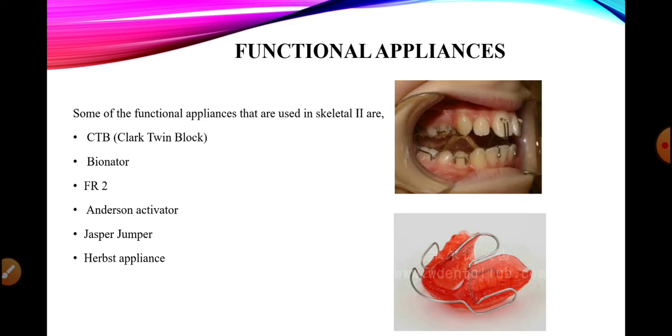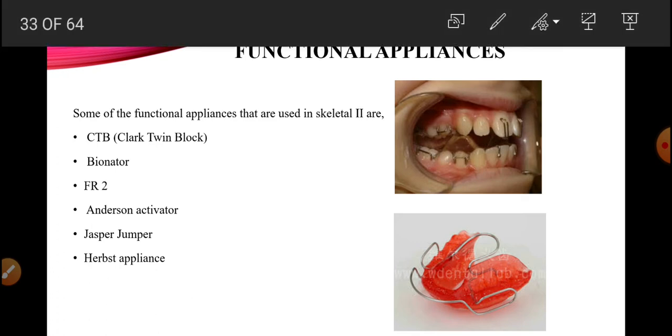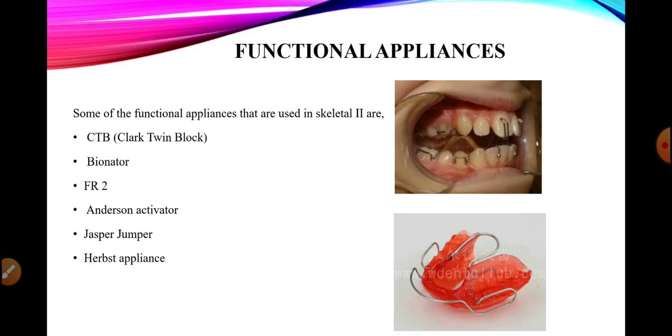Two blocks are there in cases of twin block, or it can be a bionator, that is a single block appliance. FR2 can be used, or an activator, but the activator is rarely used nowadays. It is almost extinct. So talking about the fixed functional appliances, we have Jasper Jumper and Herbst. Depending upon the clinical situation and the operators, these appliances are chosen and used.